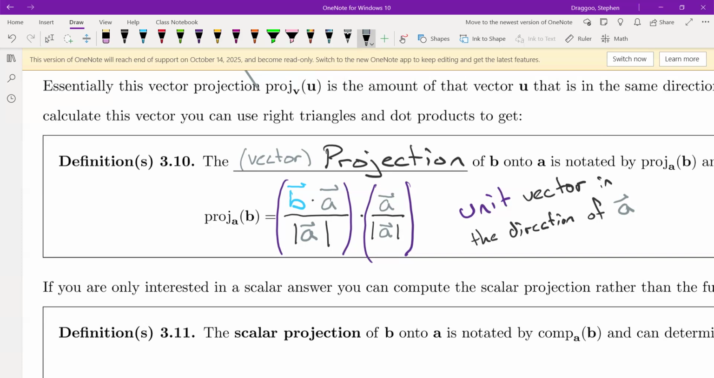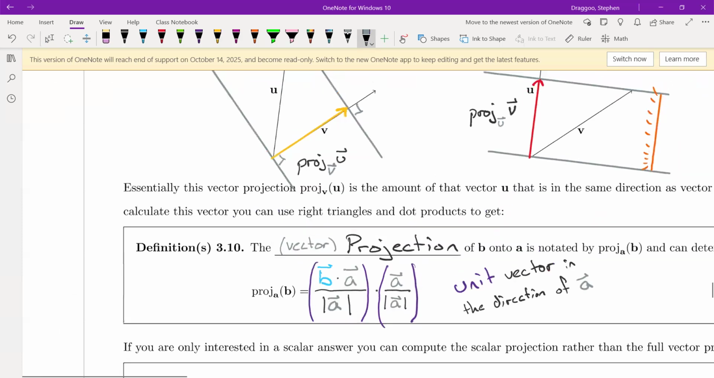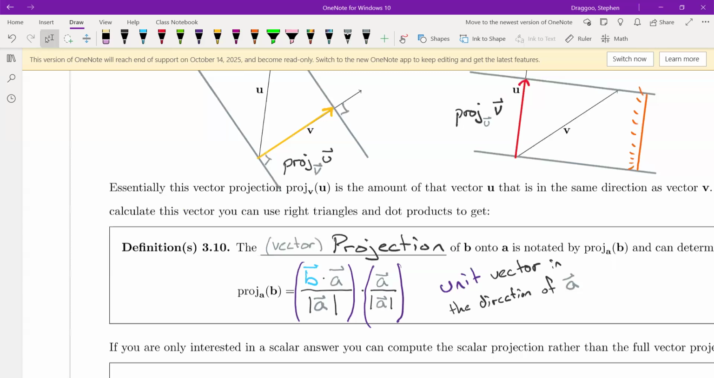Because when I go back to look at my projection, the thing I'm projecting onto, its magnitude, its length, shouldn't matter to me at all. The only thing I care about with that onto vector is its direction. I don't want its length to change the value of my projection at all.